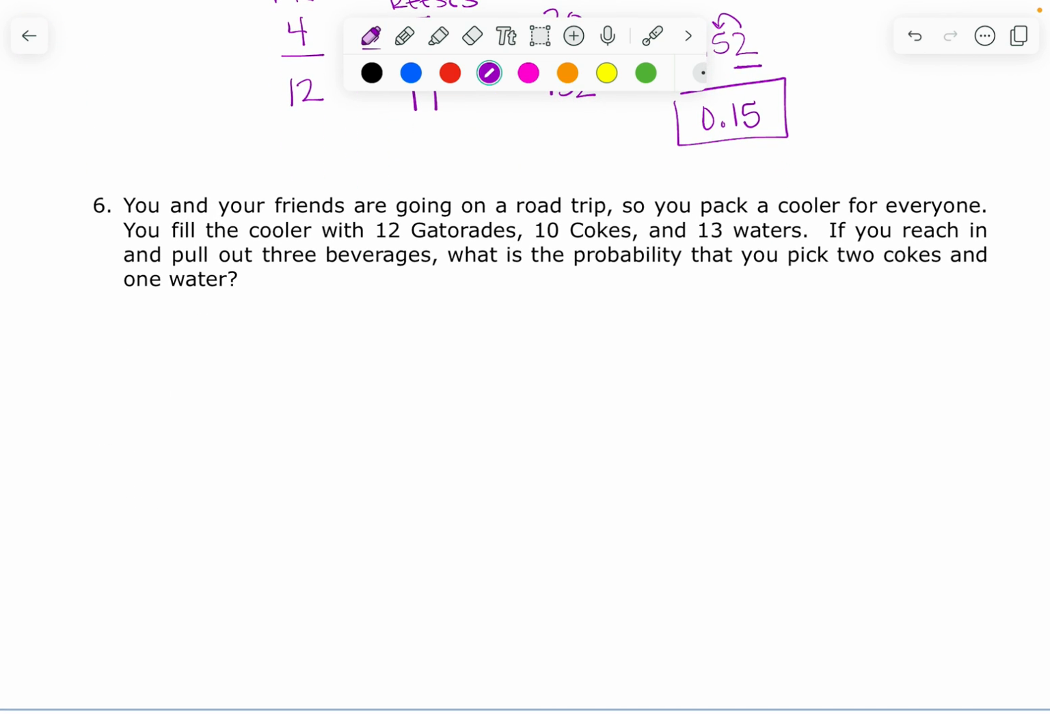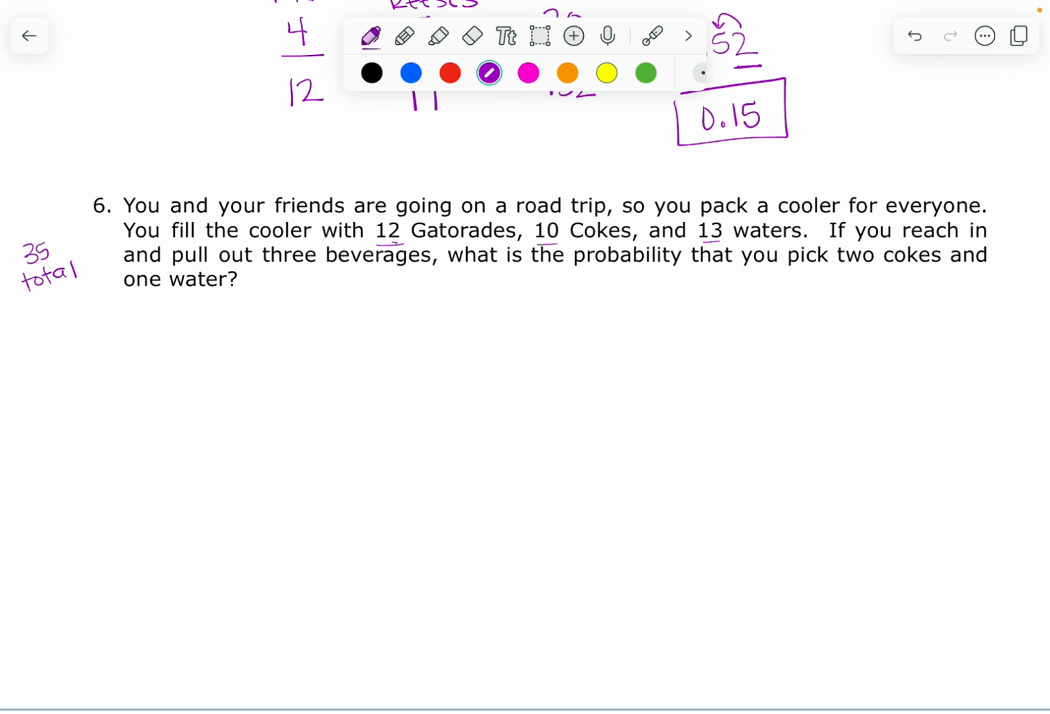Okay, last but not least here. You and your friends are going on a road trip, so you pack a cooler for everyone. You fill the cooler with 12 Gatorades, 10 Cokes, and 13 waters. Okay, so what's that telling me is I have 12 plus 10 plus 13. I'm going to have 35 total in that cooler. 35 drinks in that cooler. 12 Gatorades, 10 Cokes, and 13 waters.